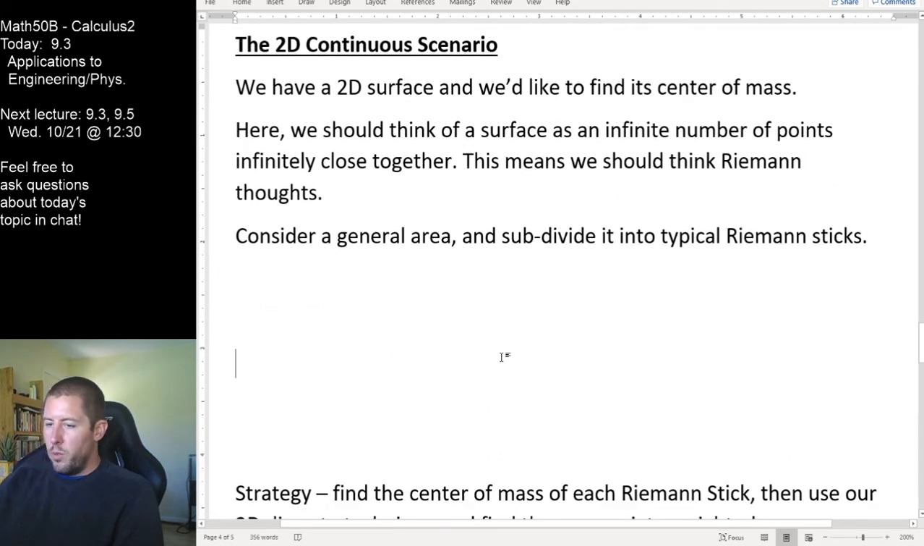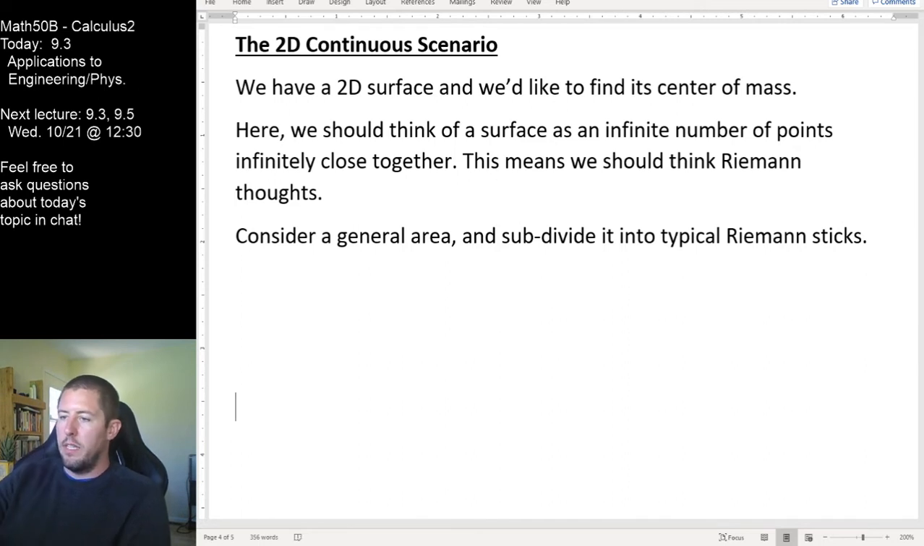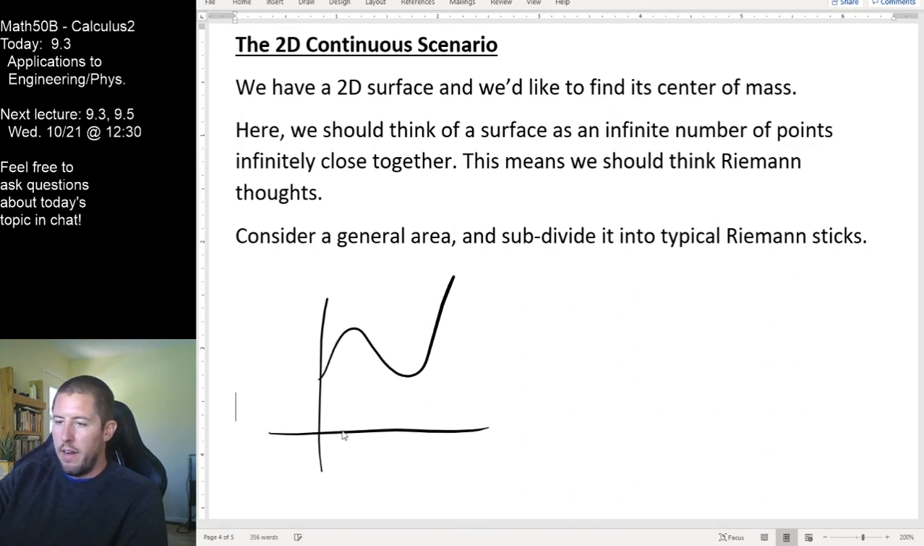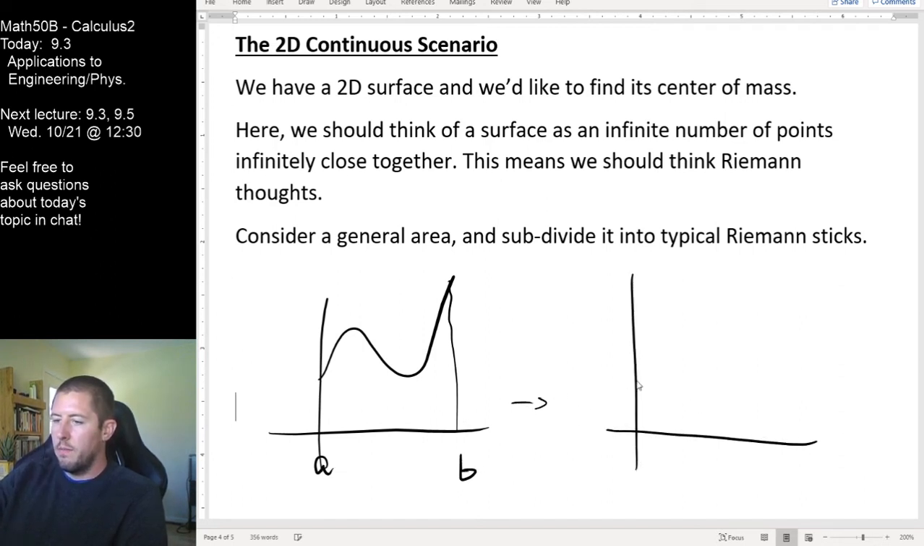So what we should do is what we always do, and let's consider a general area and subdivide it into typical Riemann sticks, right? So I'm just going to think of any old curve out there from A to B. And let's do our typical subdivision into Riemann sticks.